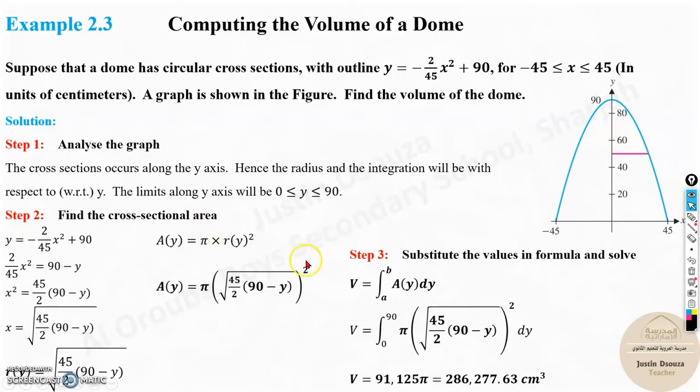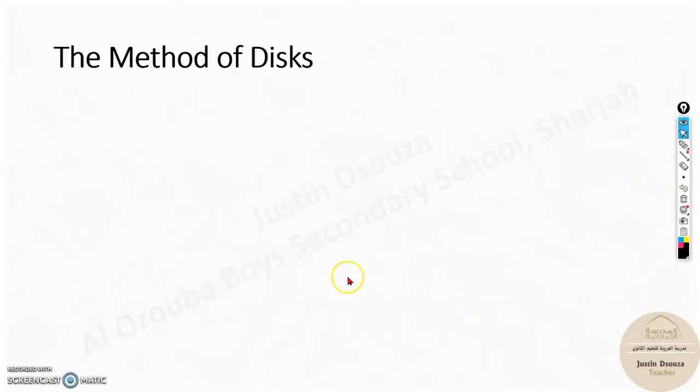Very simple, very straightforward. Just remember which axis you're integrating. That's how you can directly use a calculator, but the formula changes depending on the axis. The next topic is the method of disks.